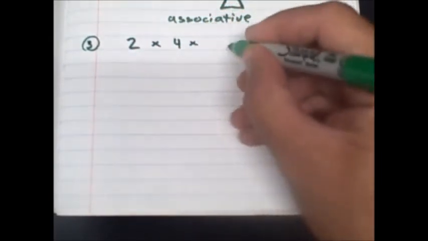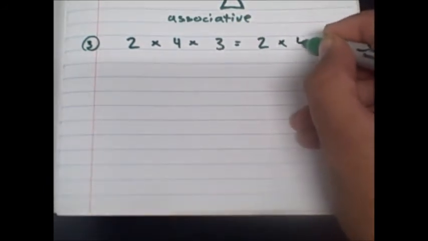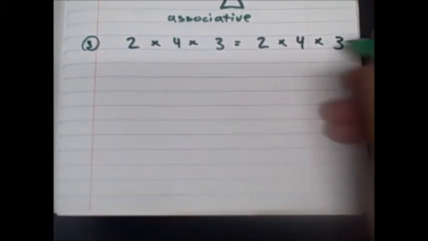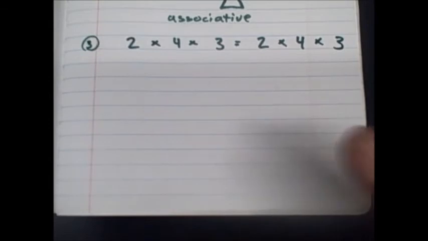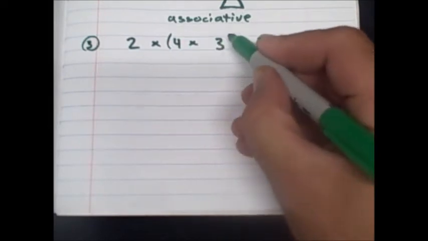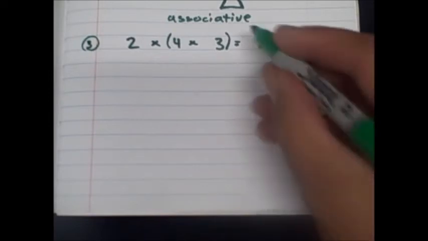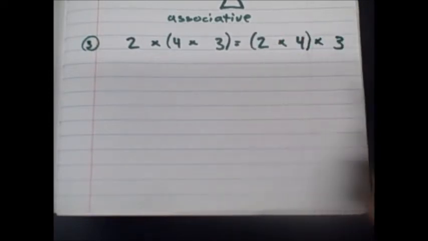So for number 3, I'm going to write identical things on either side of the equal sign. So in this case, we will do 2 times 4 times 3 equals 2 times 4 times 3. But after we write this, we're going to put the sets of parentheses in different places. So over here on the left, I'm going to put the 4 times 3 into my set of parentheses. But over here, on the right, I'm going to do the 4 and the 2. And that's going to tell us what we need to do first.